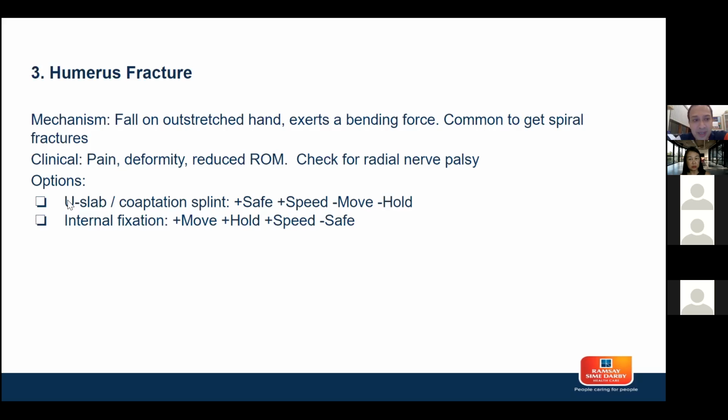Again, options are there. You can do what is known as a U-slab, or more commonly a coaptation splint, which is the same thing. It's basically a POP cast kind of thing. Safe, heals about the same, but you can't move them early and it doesn't hold the fracture as well. If you do an internal fixation, you can start moving early. You hold the fracture very well. The speed of healing is about good. However, again, there's a risk of surgery and a risk of damage to the radial nerve if you do clumsy surgery as well. So iatrogenic injuries in humerus fractures are well documented actually. Iatrogenic radial nerve injury, yeah.